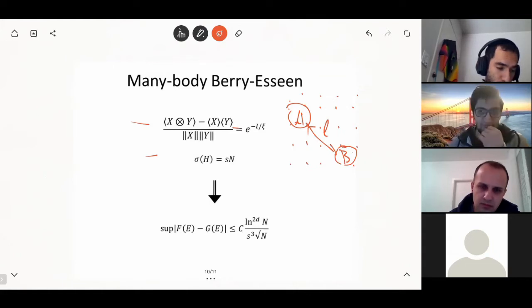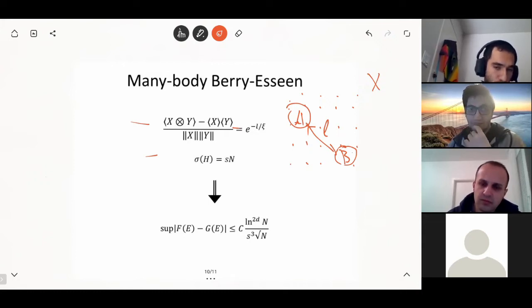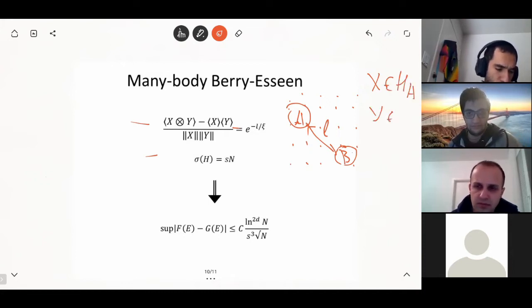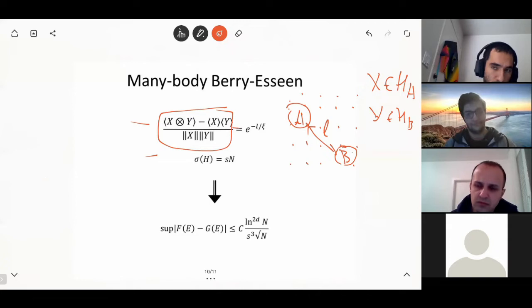Now, let's take some operator X that lives in the local Hilbert space defined by this region A. Let's call it H_A, and Y is in H_B. These are two Hermitian operators, in principle arbitrary, right? And now I construct this quantity, this correlator, for arbitrary X and Y. And we require that this object decays exponentially like this with the distance between the regions A and B, for arbitrary X and Y localized to regions A and B.